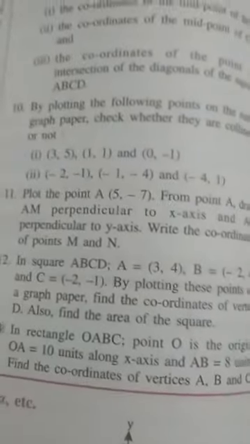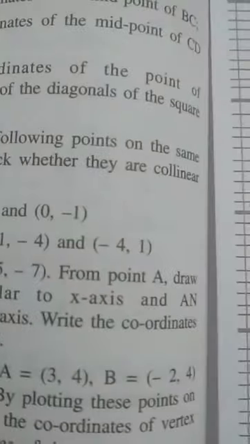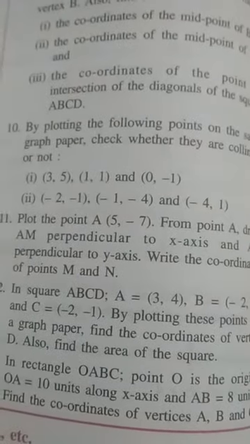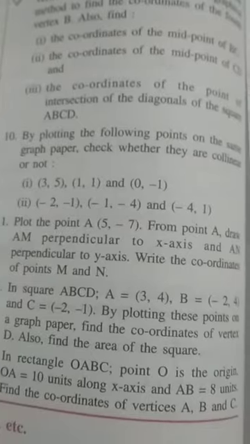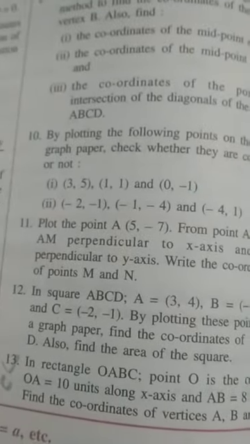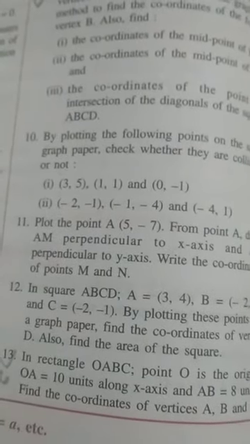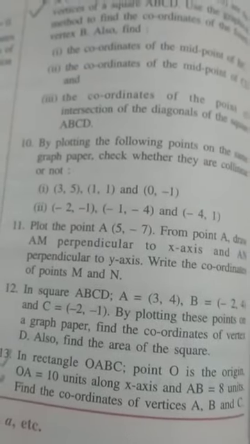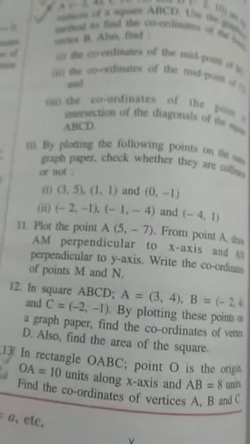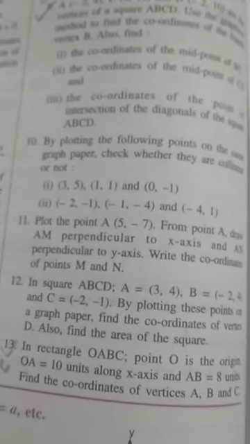So in this video I am telling you about question number 10. Question number 10 is: by plotting the following points on the same graph paper, check whether they are collinear or not. Collinear means whether these three points, I am talking about the first part, (3, 5), (1, 1), (0, -1), are on the same line or not. If they are on the same line, then we can say these three points are collinear.